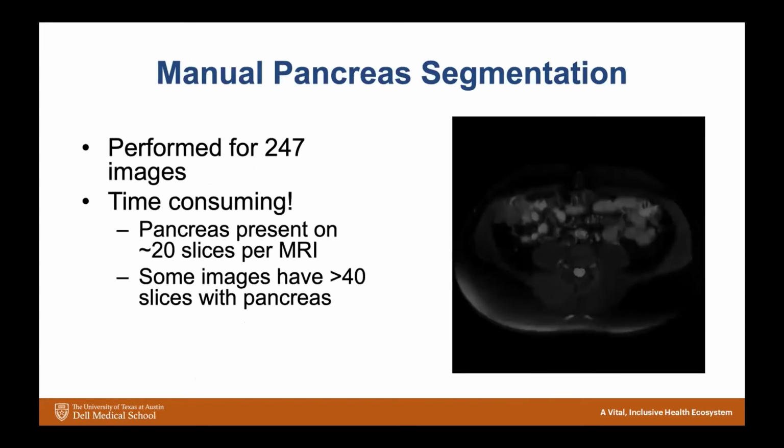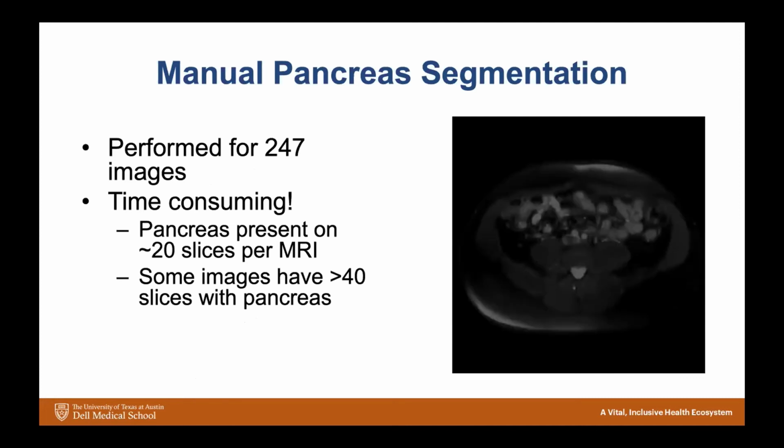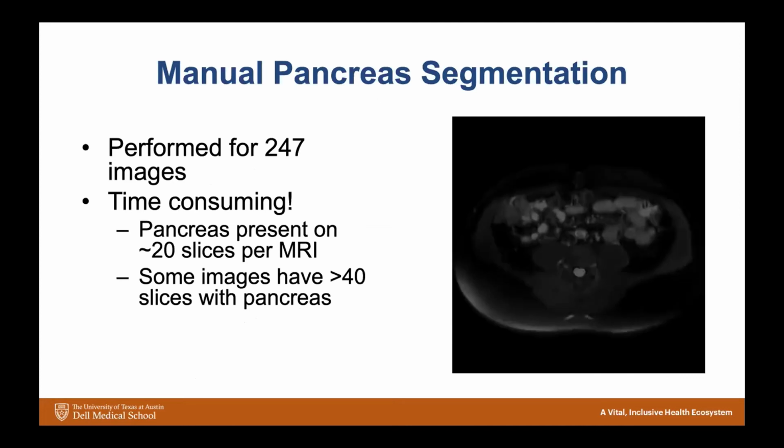All right. Unfortunately, making these measurements is really time consuming. So far, we've analyzed 247 images from the A2ALL study. What we have to do this manually is actually go through every single axial slice and manually draw the contours of the pancreas, right? It's really time consuming. It's tedious.